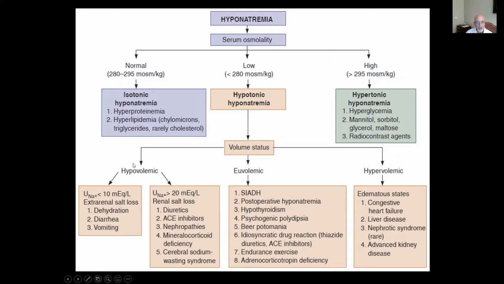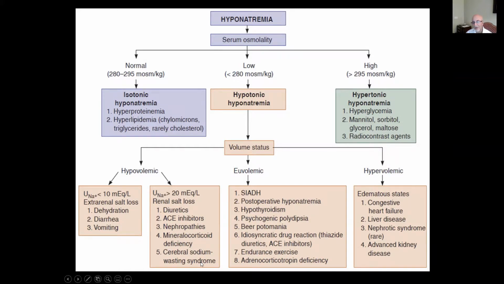It is very important to notice that in a hypovolemic patient, the serum BUN is greater than 20 usually. If the urine sodium is less than 10, it indicates the patient is dehydrated and avidly retaining sodium, which is very appropriate. This can, of course, also happen with diarrhea and vomiting. If the patient's urine sodium is more than 20 and their BUN is elevated above 20, then it's possible that the patient has taken excessive diuretics, ACE inhibitors, or may have another nephropathy, or indeed cerebral salt wasting syndrome, which is also a very important diagnosis.